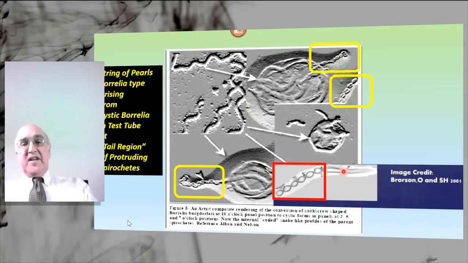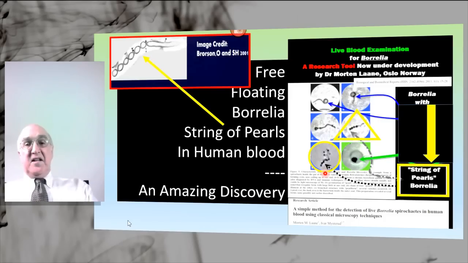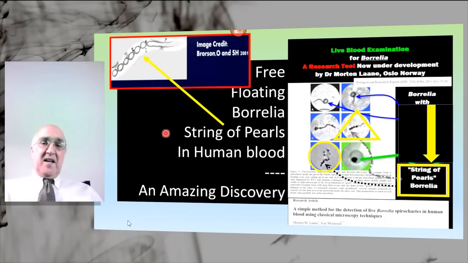Now, they don't stay attached to the tail structure forever. They can break off. And when they break off and they become free, then you'll see the string of pearls not connected to the tail structure, but floating free in the blood. And here we have it. String of pearls attached. So what Dr. Laane has done is an amazing discovery. He's found string of pearls, Borrelia structures in human blood using his microscope and his advanced technique. String of pearls Borrelia.